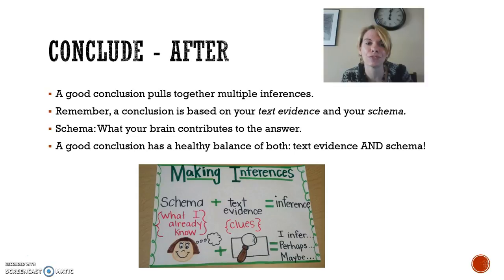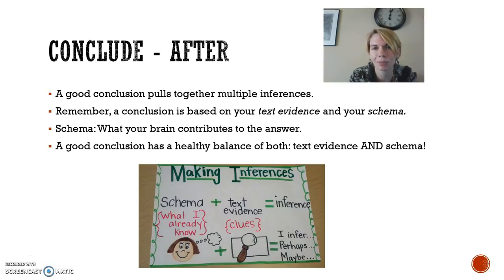Concluding happens after you read, usually. Sometimes you can manage to have these aha moments during reading, but we kind of tend to talk about it, at least in my class, after we read. A good conclusion is going to pull together multiple inferences. Remember, a conclusion is based on your text evidence and your schema. A schema is what your brain contributes to the answer, and the text evidence is what you actually pull from that book. A good conclusion is going to have a healthy balance of both text evidence and schema.